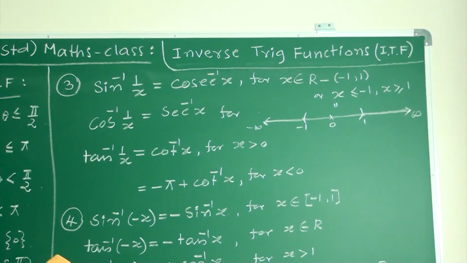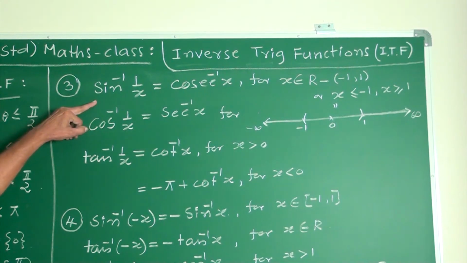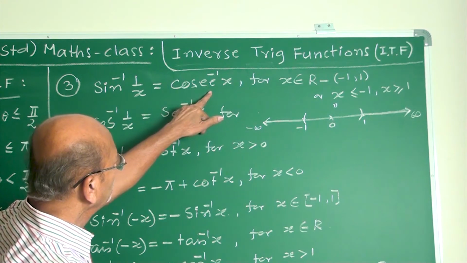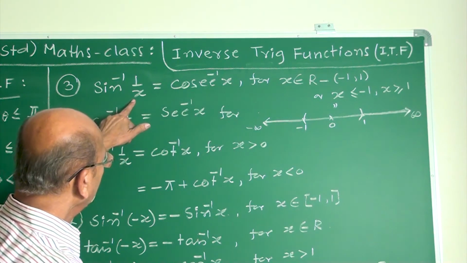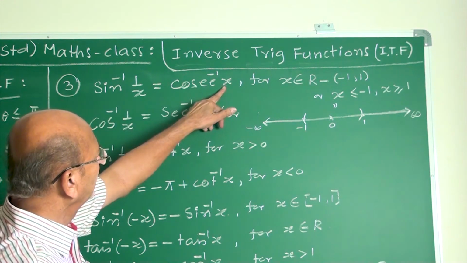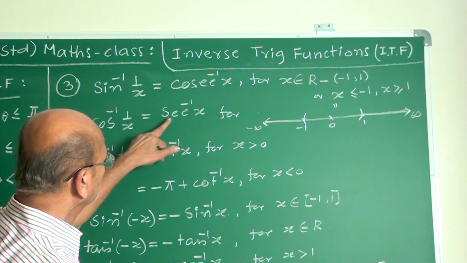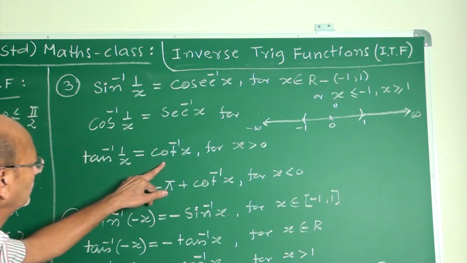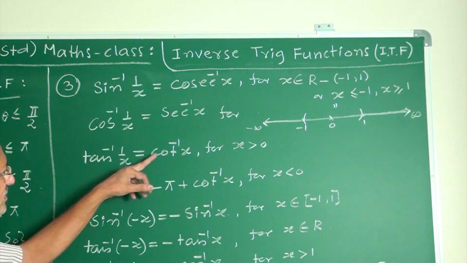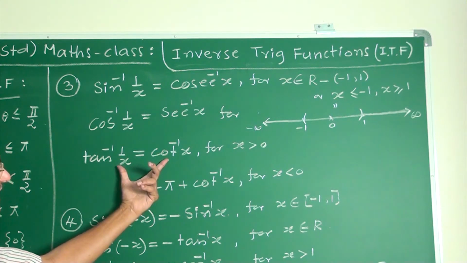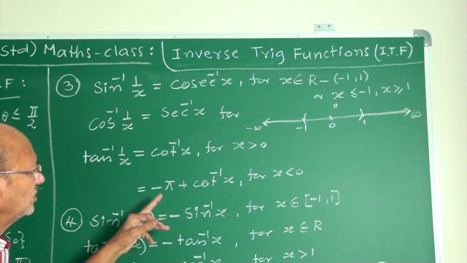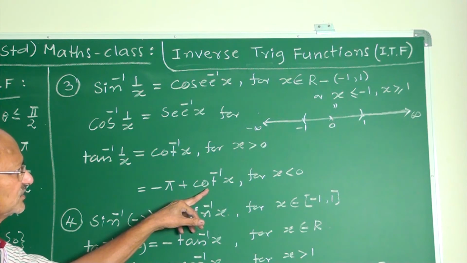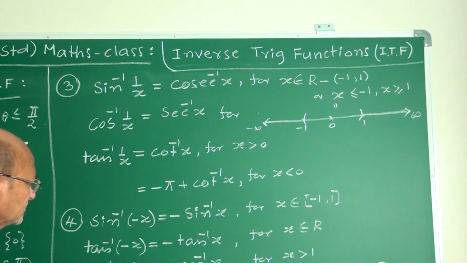Then the third property: sine inverse of 1 by x is cosec inverse x, or cosec inverse x can be written as sine inverse of 1 by x, the reciprocal. Sec inverse of x is cos inverse 1 by x. Tan inverse 1 by x equals cot inverse x. You can write this only when x is positive. When x is negative, it is minus pi plus cot inverse x.